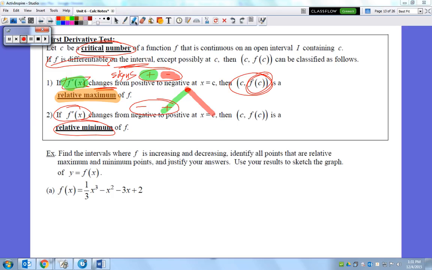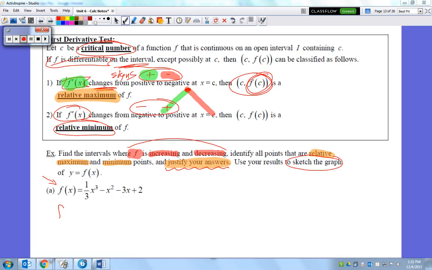Our goal is to identify on f where the function's increasing, decreasing, to identify relative max and mins, and then use justification, and this is the part that most people struggle with, if they do struggle in this unit, and then sketch the graph. So here we go. I'm given f of x. Let's solve this first. Okay? So what am I going to do? Derive it. Here we go.